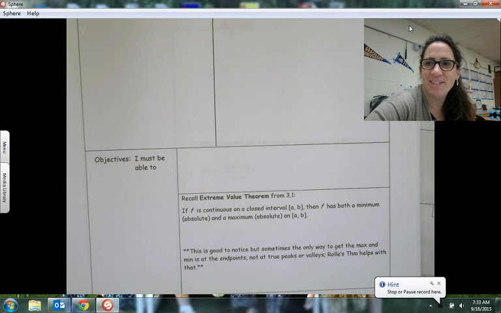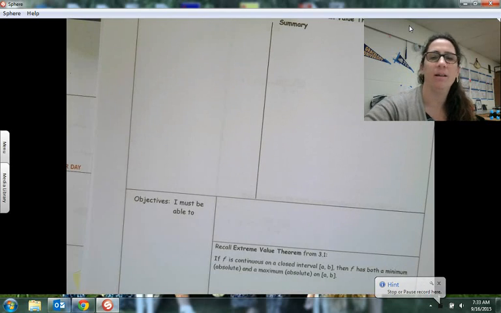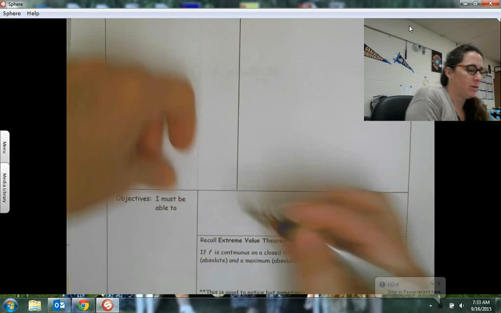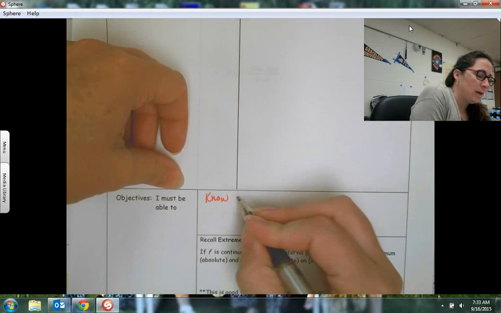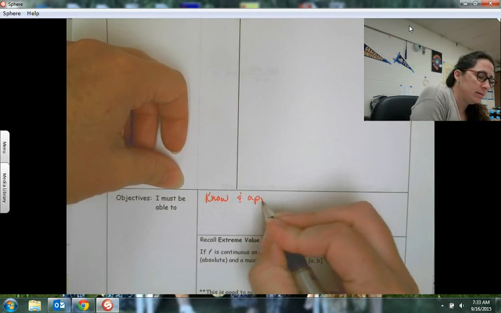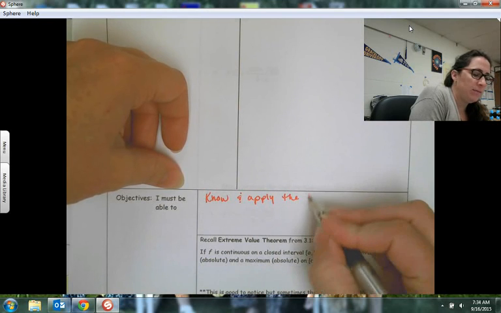Hi guys, so we are going to do section 3.2 now, and our learning objectives are that we need to know and apply the mean value theorem.